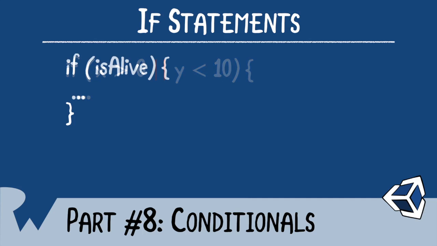Take this simple condition, if is alive. Is alive is a bool value, so this simple if statement translates to this. If is alive equals equals true. Now let's see what happens when the NOT operator gets involved. The condition becomes if NOT is alive, which is shorthand for if is alive equals equals false. If the isAlive variable is false, then the condition will evaluate to true, and the code in the braces will run. Don't think about it too much. You'll grow to understand the NOT operator as you work with it.